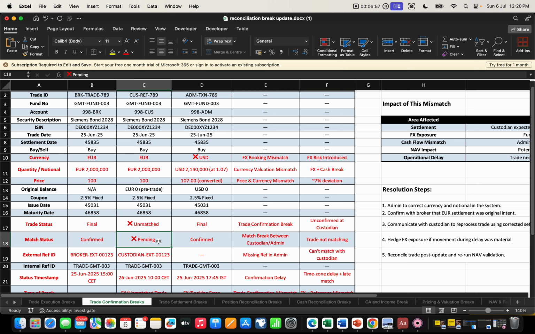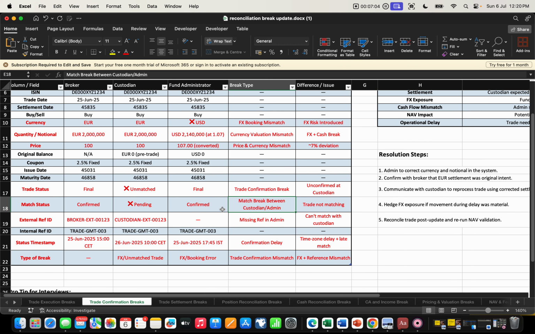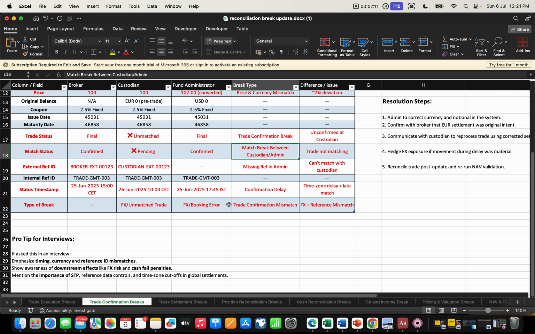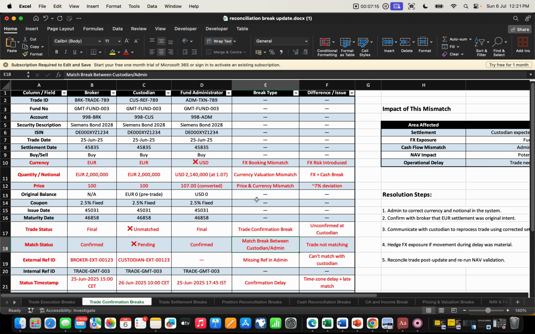And the match status will also show as unmatched, because the currencies are not matching, so it goes to the unmatched situation as well. And the external counterparty is also not matched due to this FX issue, and it will delay things. If one thing gets incorrect between the broker and custodian, it will impact many things.